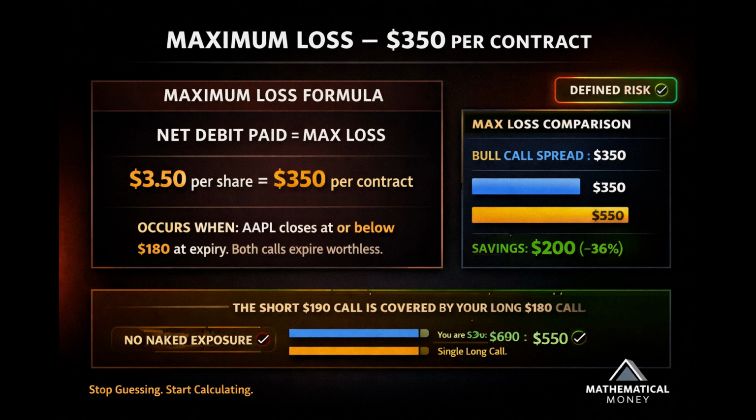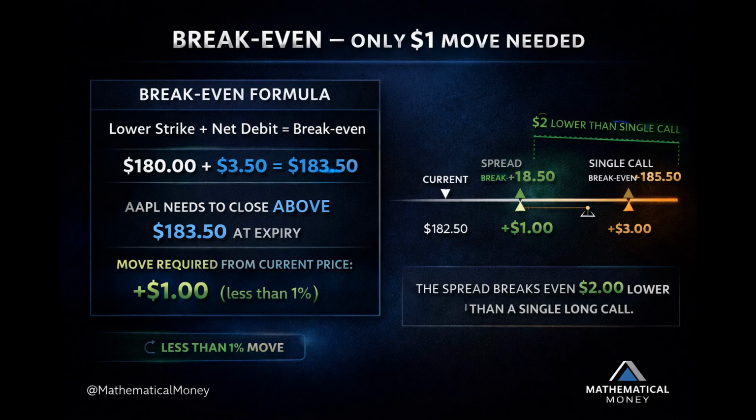Compare this to a single long call at $5.50. Your maximum loss is $5.50, 57% more risk. The bull call spread reduces maximum loss by 36% while maintaining a lower break-even than the single call. You are buying time to be right on direction at a meaningfully lower cost. For smaller accounts or traders who want directional exposure without committing full long call premiums, the bull call spread is the standard vehicle. Break-even at expiry is the lower strike plus the net debit.